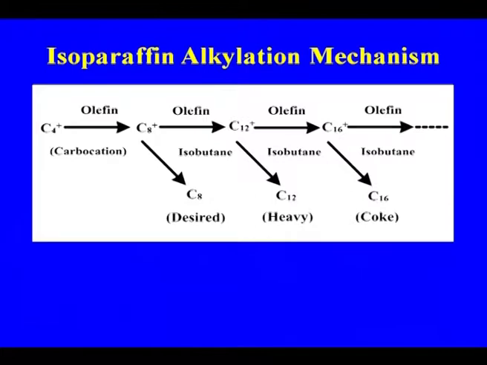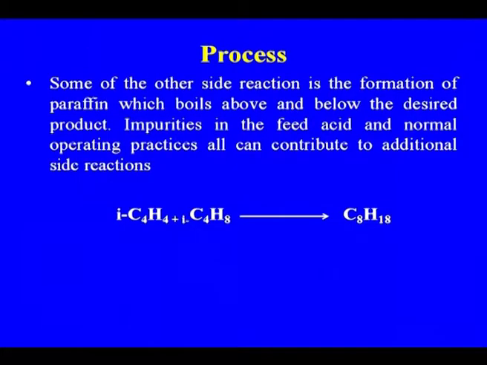This is the reaction which is taking place in case of the isoparaffin alkylation. This is the desired reaction, where the paraffins and the olefin give you alkylation. These are some of the undesirable reactions that take place in the alkylation process. Some of the other side reactions are the formation of paraffins which boil above and below the desired product. Impurities in the feed, acid and normal operating practices can all contribute to additional side reactions.